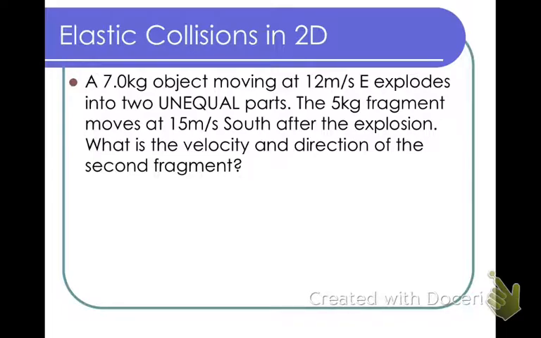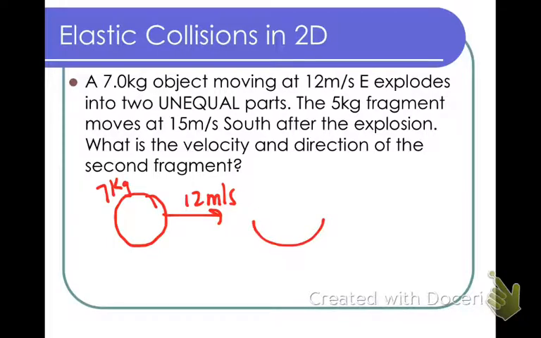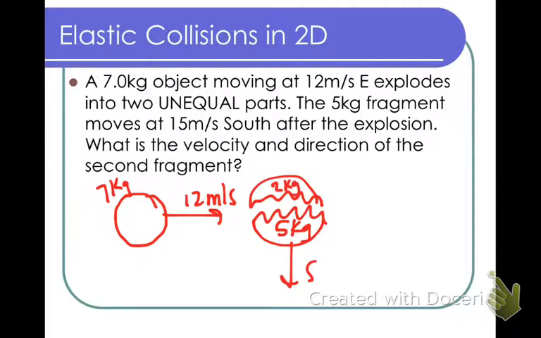You can think of it as one object to begin with, or you can still think of it as those two separate objects. Okay, but essentially what we have going on here is we've got a 7 kilogram object that's moving 12 meters per second east. It splits into two different fragments. Here's our 5 kilogram fragment. It moves south after the collision, and then our 2 kilogram fragment has to move some other direction post-collision. We don't really know where it's going after our collision. After our collision, or the explosion here, is technically our collision.